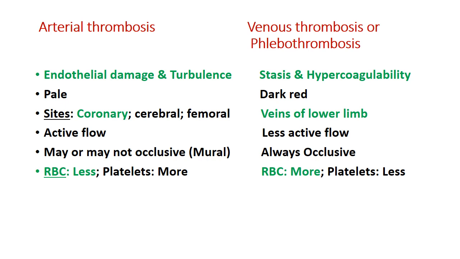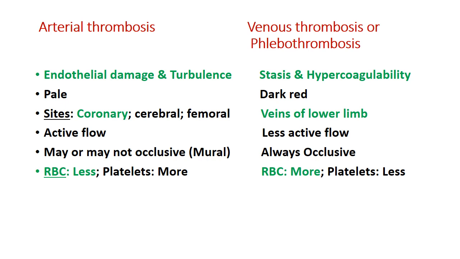Depending upon the vasculature being affected with the thrombus, we have arterial thrombosis if arterial circulation is involved, and we have venous thrombosis if venous circulation is involved. Venous thrombosis is also known as phlebothrombosis. Arterial thrombosis is usually seen in association with two important factors from the Virchow triad: one is endothelial damage and the second one is turbulence. On the contrary, venous thrombosis is seen in association with the rest of the factors, like stasis and hypercoagulability.